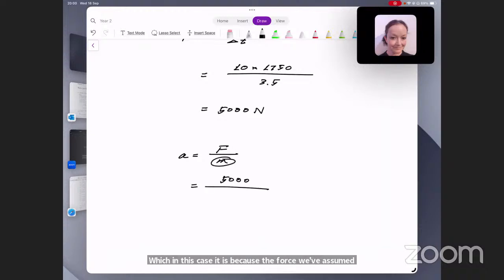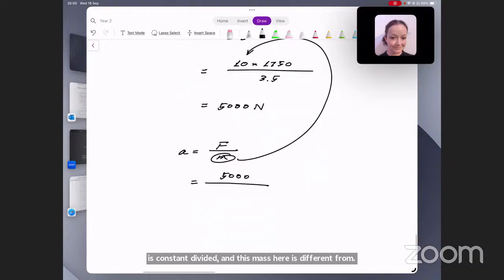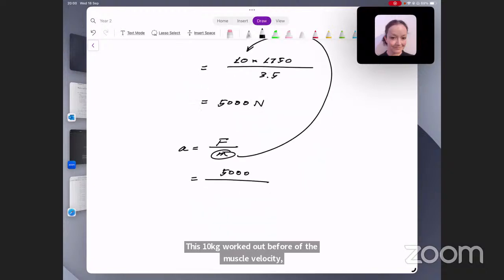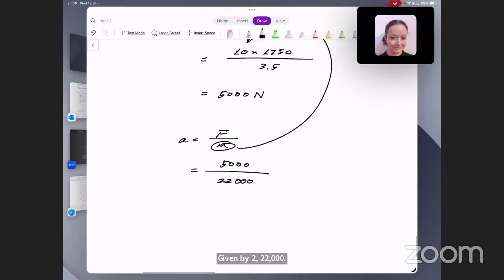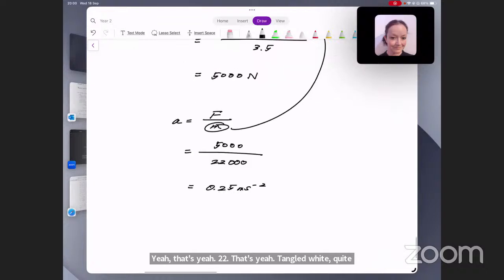And this mass here is different from the 10 kilograms we worked out before for the muzzle velocity, because you're accelerating the entire tank, not just your shell. So the mass here is given by 22,000. Yeah, that's 22 tons. The tank will weigh quite a lot. And the acceleration turns out to be 0.25 meters per second squared.